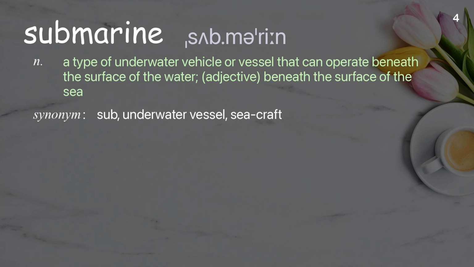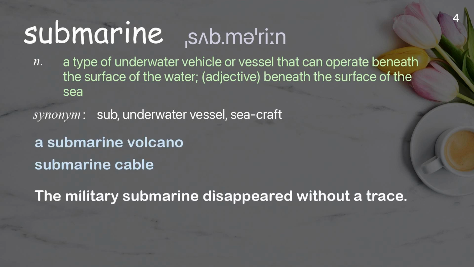Submarine. A type of underwater vehicle or vessel that can operate beneath the surface of the water. Adjective: beneath the surface of the sea. Examples: A submarine volcano. Submarine cable. The military submarine disappeared without a trace.